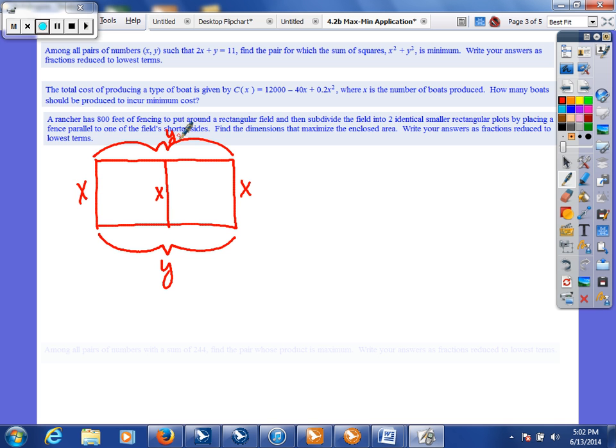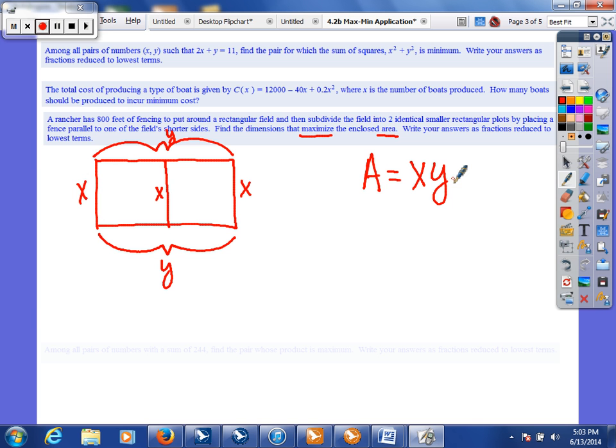It says find the dimensions that maximize what? Area. How do we find the area of this polygon? Well, the area of this is no different than if the middle wasn't even there. It's going to be our length times width, right? So x times y is what we'd have as our area. So that's your primary equation.